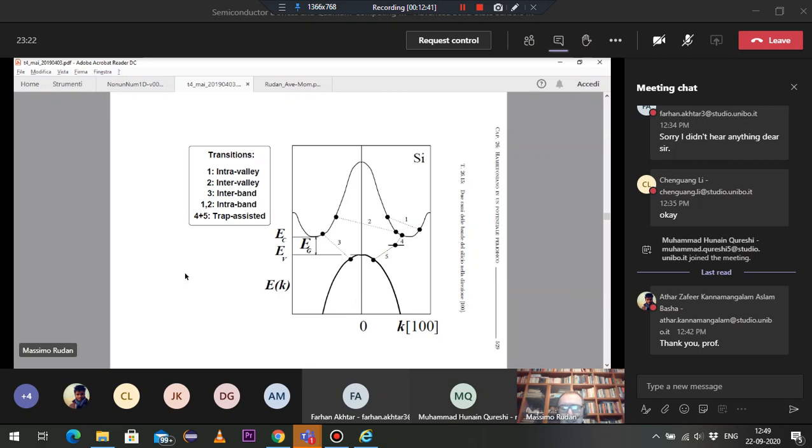So you must imagine that each component of K is discretized. For instance, this component over the 1, 0, 0 direction depends on an integer index, okay? And this means that the possible values of each component of K are equally spaced along the corresponding axis. So you must imagine that we have many possible values of K on the axis, equally spaced, okay?